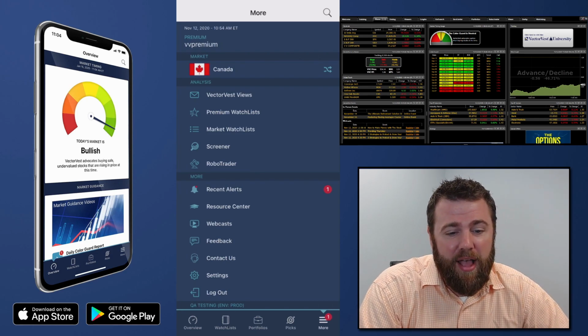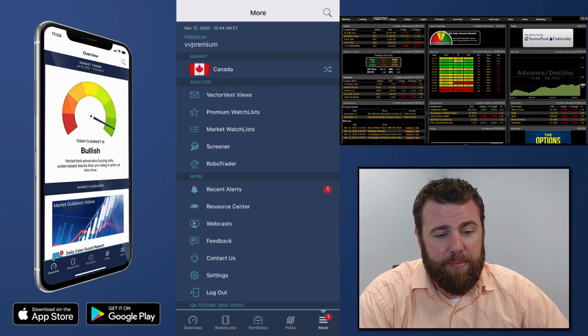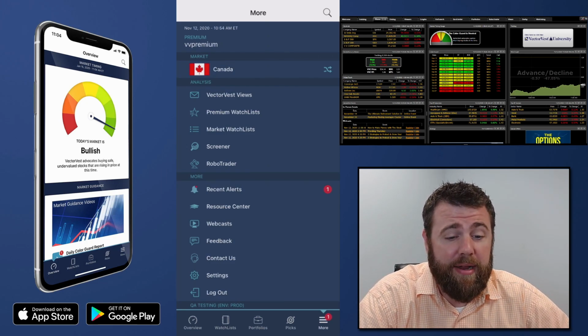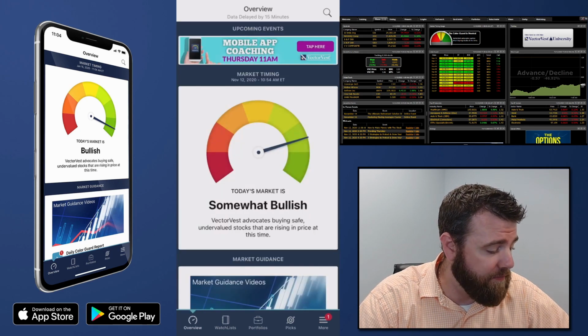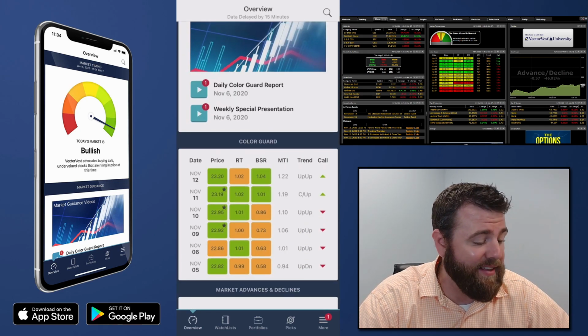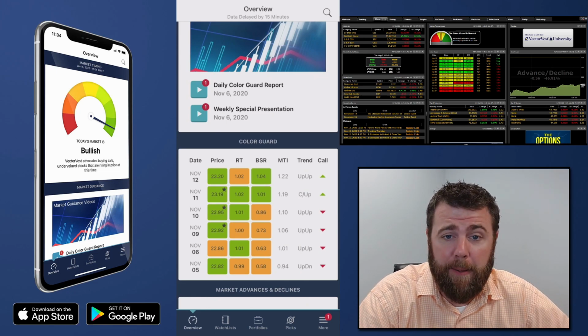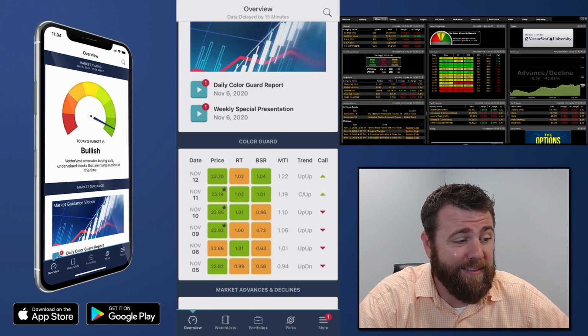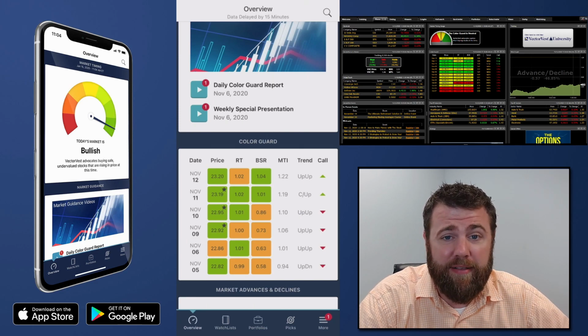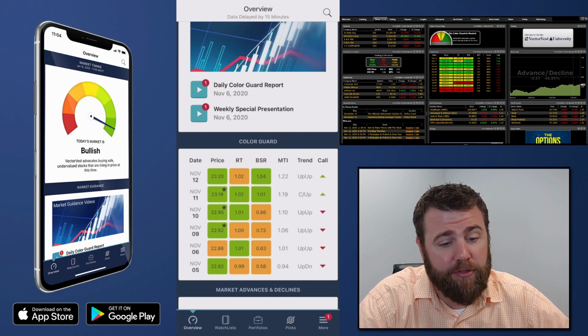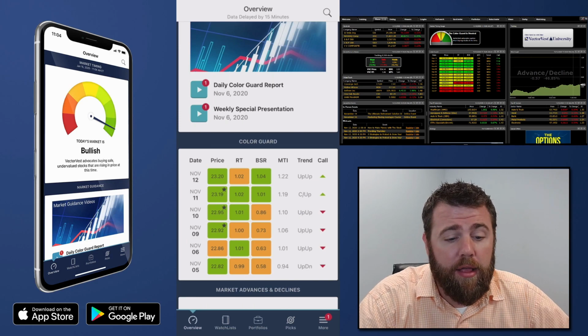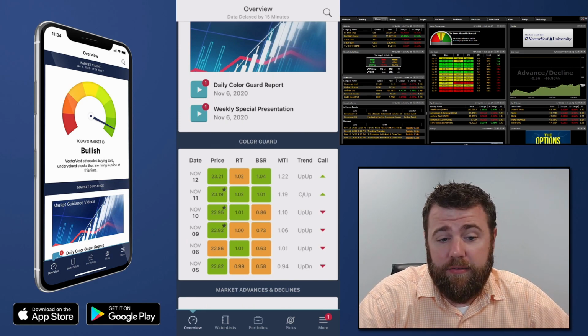Thanks for joining us. Chris is asking, what does the C mean in the trend column? So the C means confirmed call, confirmed up or confirmed down. If we go into the overview, go back to the color guard, we see the C/UP, so confirmed up. If it said C/DN, and you saw a red down arrow next to it, that would mean a confirmed down for that specific market. So that's what the C is in the trend column.